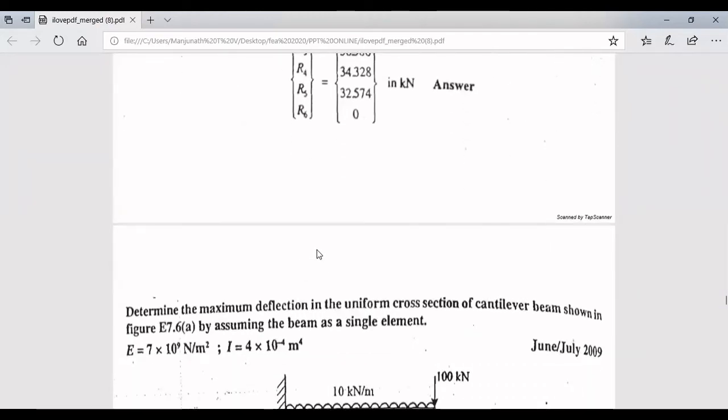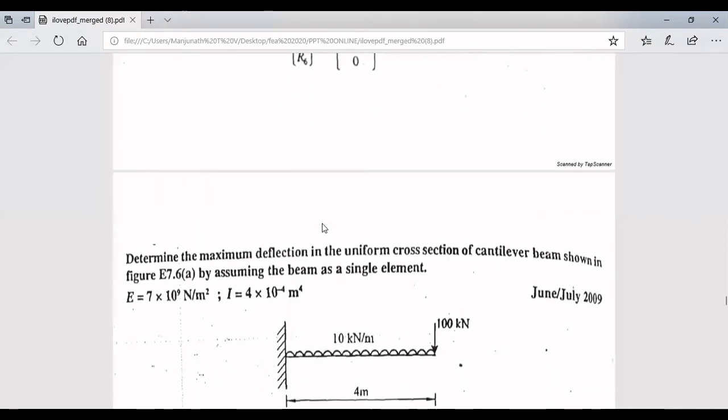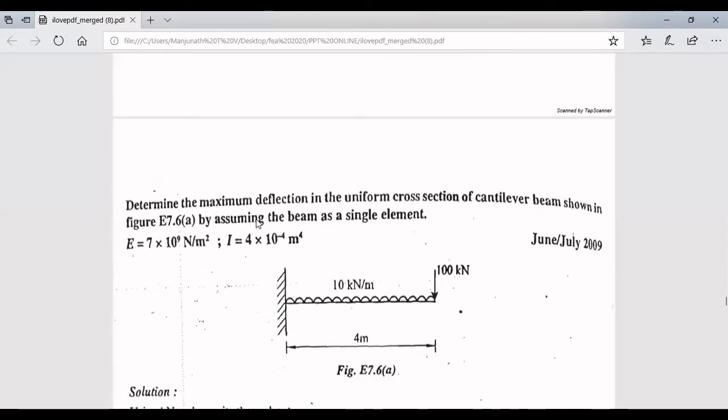Understood how to solve the given beam problems with the UDL load? Yes, sir. Okay, so we are going to solve similar problems.